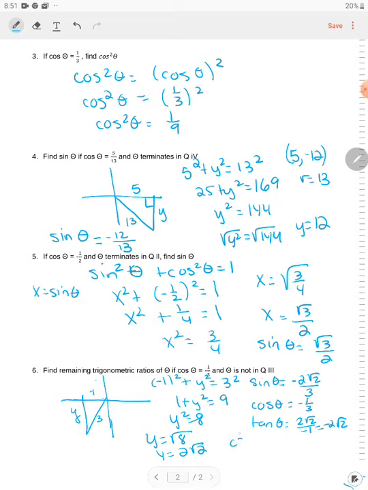Okay, reciprocals, cosecant theta is equal to r over y, which is 3 over 2 root 2. Secant of theta is equal to negative 3. And cotangent of theta is equal to negative 1 over 2 square root of 2. So you can see if I know my different identities, it will make my trigonometry easier.